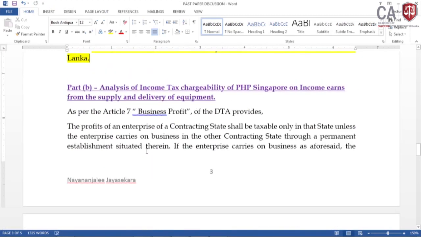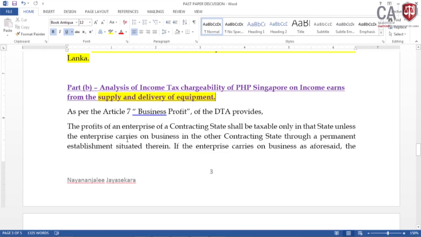Come to the answer. This is part B, which is the analysis of income tax chargeability of PHP Singapore on income earned from the particular transaction, the equipment supply. That part is also completed. Then, supply and delivery of equipment.